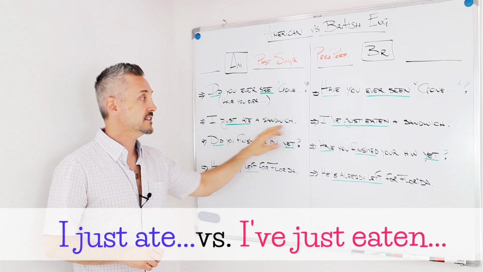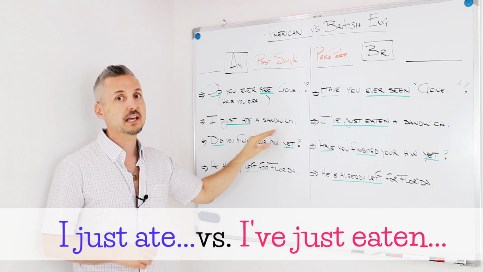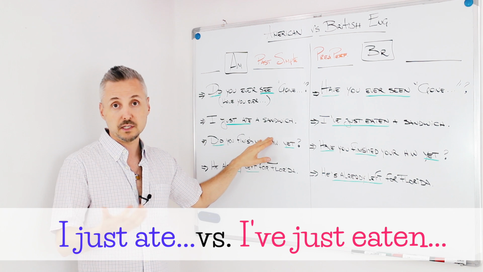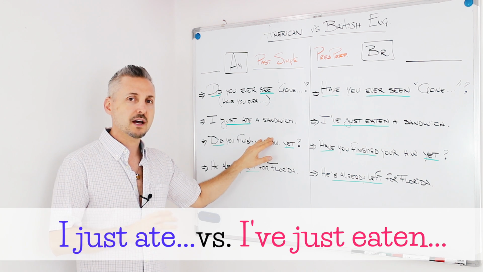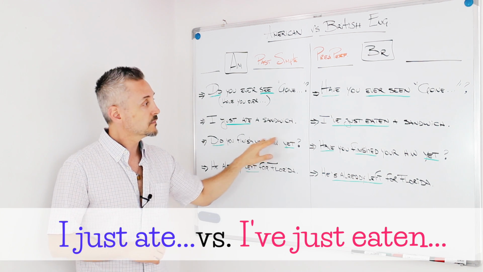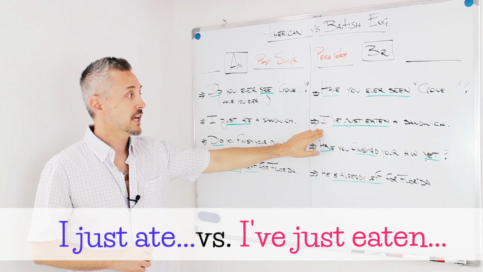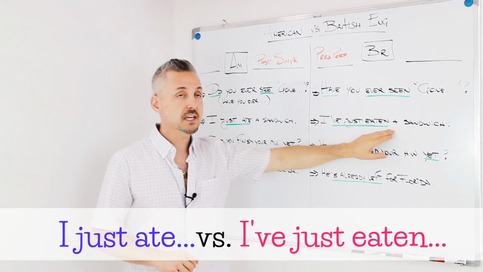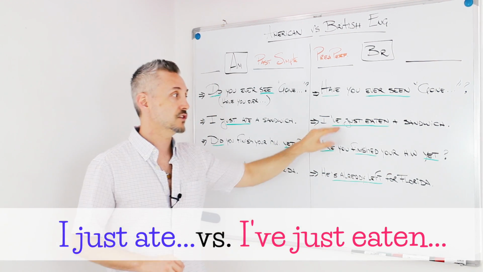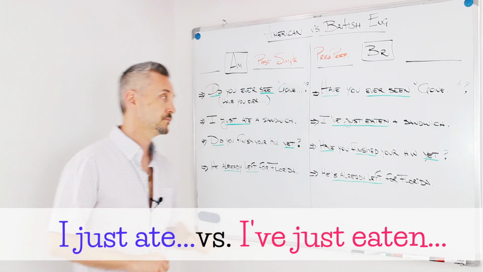I just ate a sandwich. You know that this is incorrect if you are in Britain, okay? But in America, it's quite acceptable. So in British English, it would be, I've just eaten a sandwich. I've just eaten a sandwich.